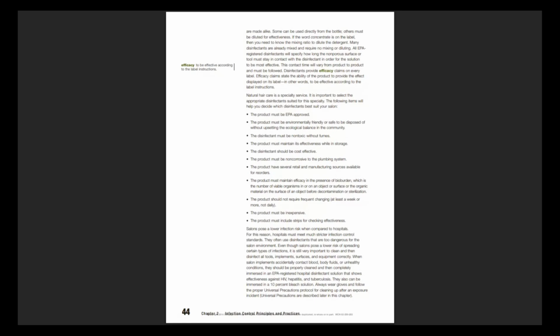The product should not require frequent changing, at least a week or more, not daily. The product must be inexpensive. The product must include strips for checking effectiveness.